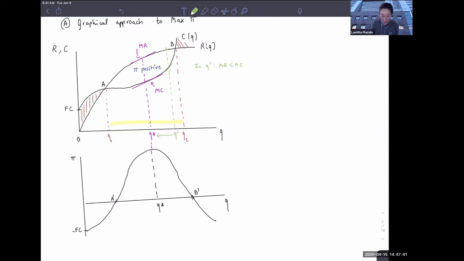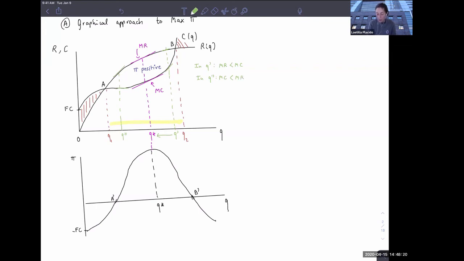Okay, so now let's look at the opposite case. Now let's assume that I am in Q double prime here. So in Q double prime, what happened? Well, you can draw the slope at that point for both total revenue and total cost. So you can see here that the slope of the total cost curve, the marginal cost, is lower than the slope of the total revenue curve. So marginal cost is lower than marginal revenue.